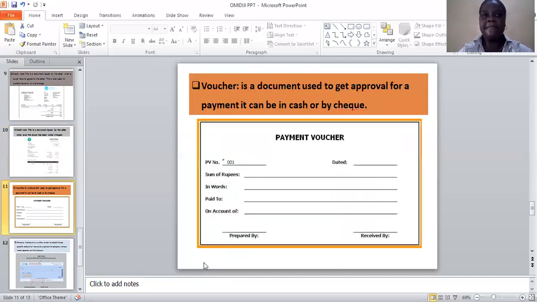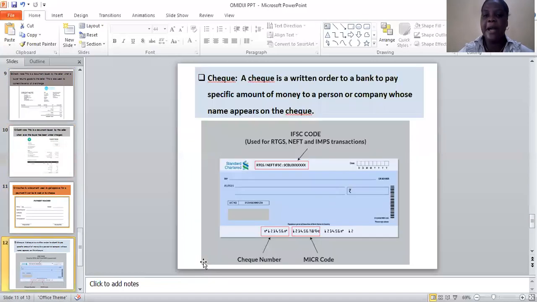Then the next one is voucher. Voucher is a document that is used for approval of payments. It can be cash, it can be check, but it is a document that is used for approval of payment. The last but not the least is check. Check is a written order to bank for payment of money.